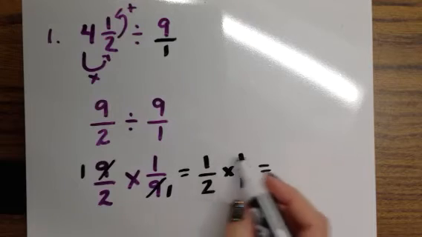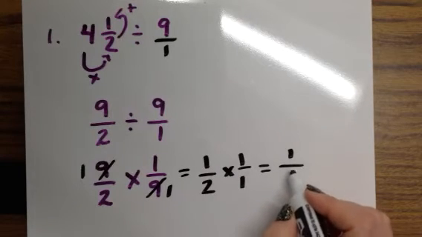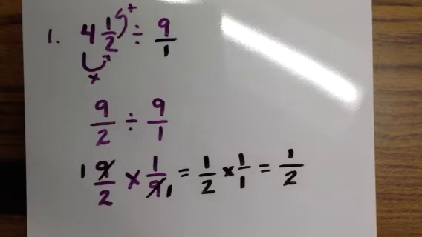So how easy is that? 1 times 1 is 1. 2 times 1 is 2. Remember, when you finish up and you're finding an answer, you're multiplying the top 2 numbers together and then multiplying your bottom 2 numbers together. So this is number 1 on page 63.